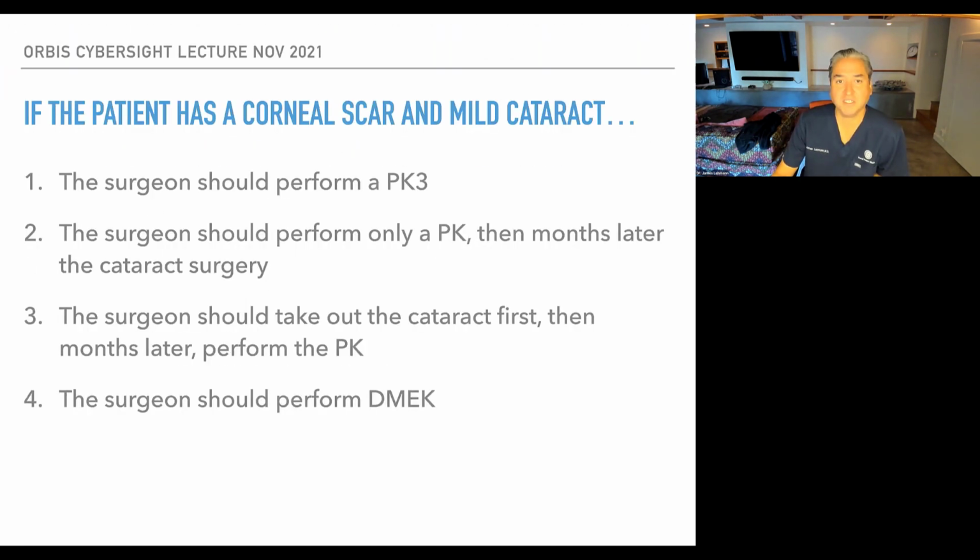And then the last question here. If a patient has a corneal scar and a mild cataract, the surgeon should do a PK3, that's a corneal transplant and cataract extraction with IOL implantation. Or the surgeon should just do the PK and then months later come back and do the cataract. Or the patient should have the cataract taken out first, then do the PK. Or the surgeon should perform DMEK. So we'll get an answer here. Go ahead and tally them up for us there. So this one's a little more complex, corneal scar and a mild cataract. And let's see what the totals are. All right, so we'll get into that a little more.